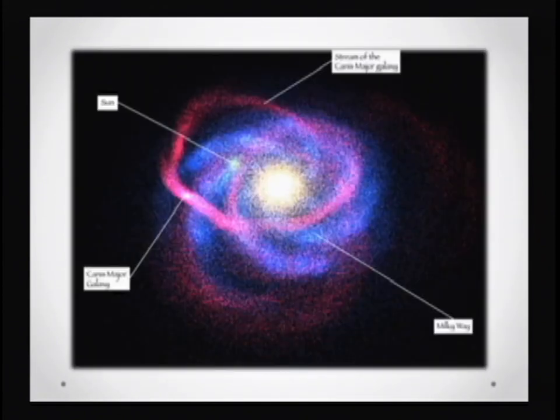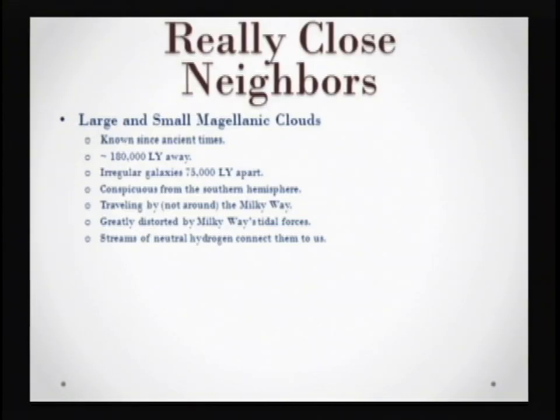And that's what I mean when it's kind of being pulled apart. You can see the Milky Way in there. You can see the sun. You can see that kind of pink area in there is a Canis Major galaxy. And then you see these streams of the Canis Major galaxy because, again, it's simply being pulled apart by the Milky Way itself. The Milky Way is so much larger than what it is that as it moves around there, gravity is pulling on it and pulling it apart.